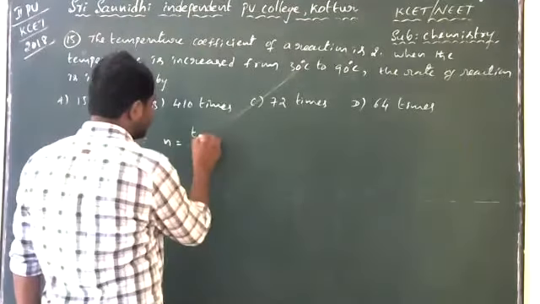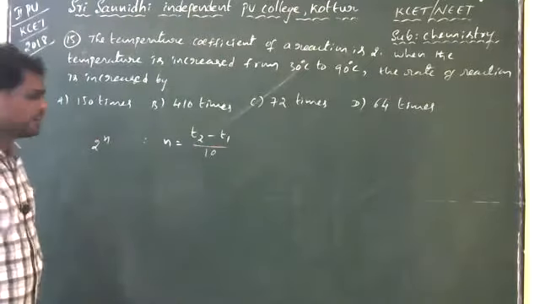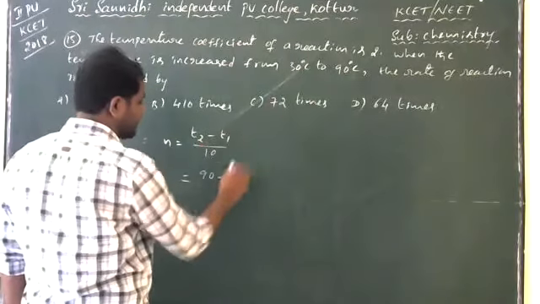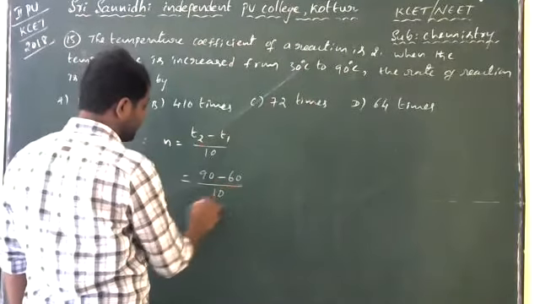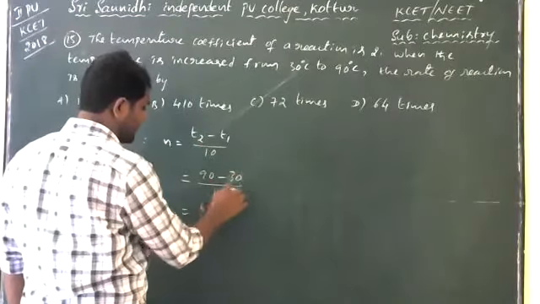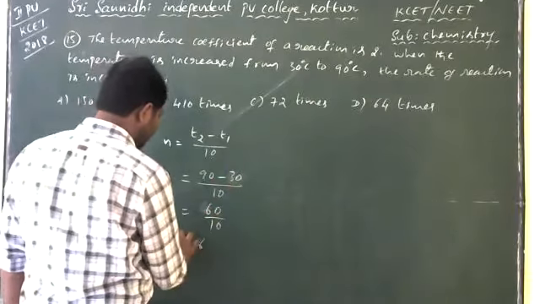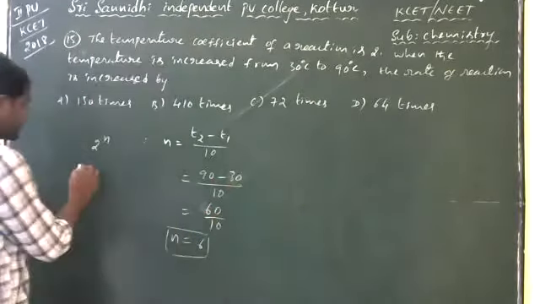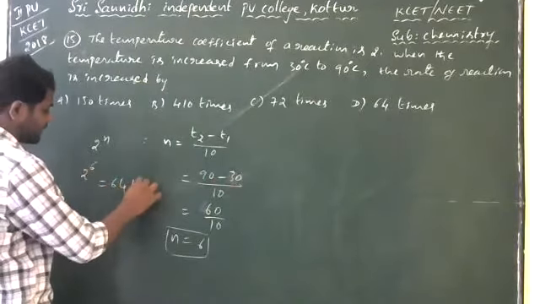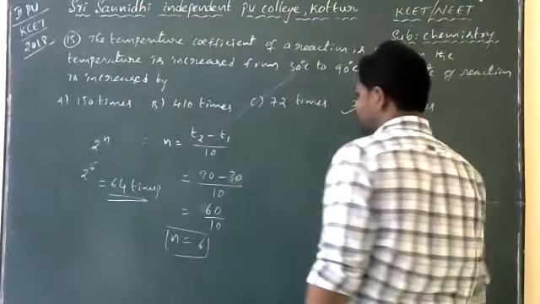Where n is equal to T2 minus T1 divided by 10, and we know T2 is 90 degrees Celsius and T1 is 30. Then 90 minus 30 is 60, and 60 divided by 10 is 6. So n is equal to 6, which is 2 power 6 times. 2 power 6 is 64 times, and option D is the right answer.